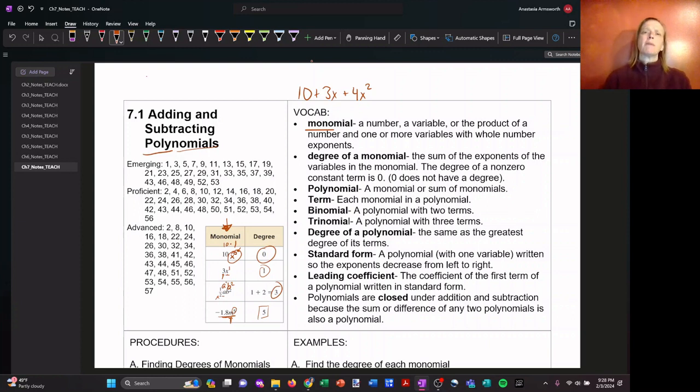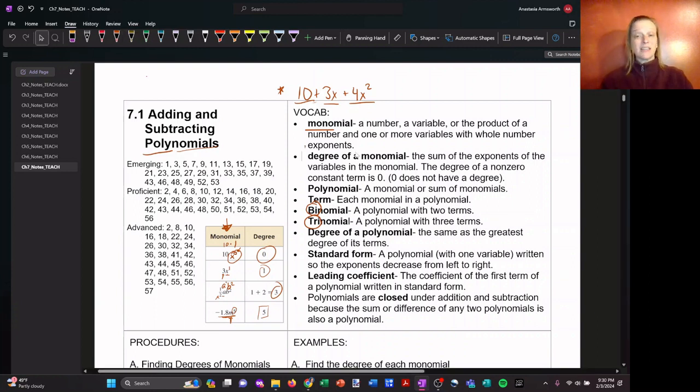Now, when we're talking about polynomials, like this one that I wrote up top, each monomial in the polynomial is called a term. It's just easier to say. So this polynomial has 3 terms. That makes it a trinomial. Tri means 3, like a tricycle. So a trinomial has 3 of these terms in it. If my polynomial had 2 terms in it, it would be a binomial. And that's where those words come from.